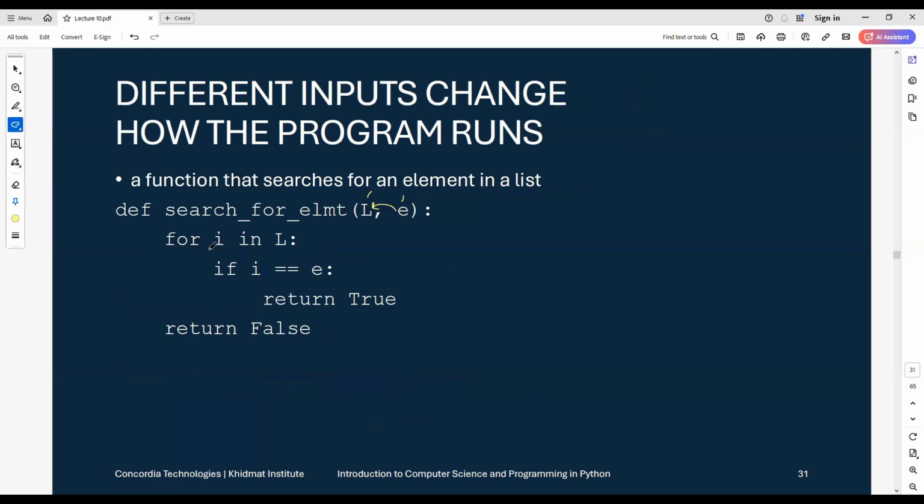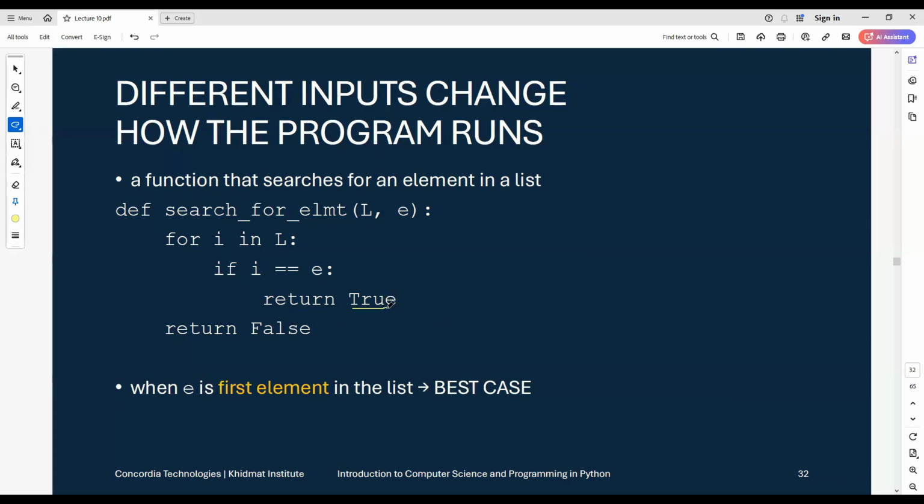We will take every element in L and check whether it's equal to E. If it is, as soon as we find that element, we will return true. Otherwise, if we go out of this for loop and still have not executed this return true, which means this statement has not become true at any time all the way through to the end of L, then we would be returning false.